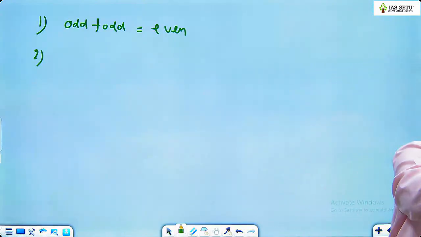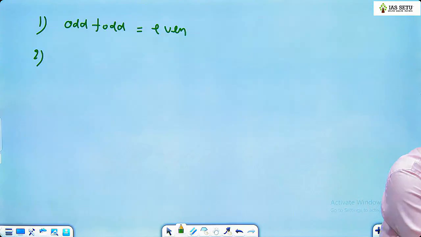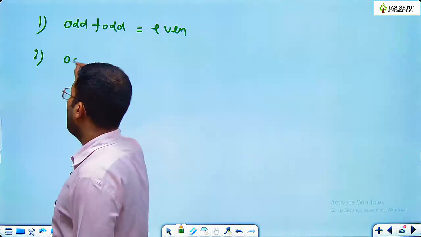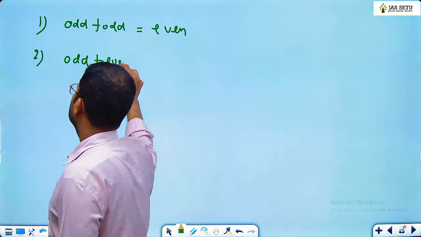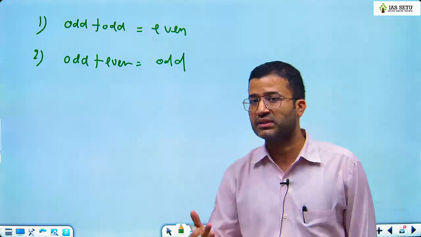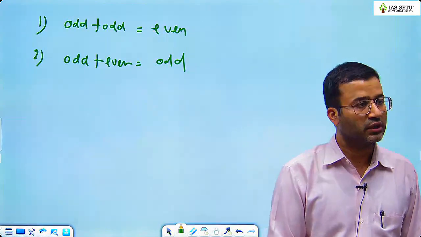You add two odd numbers like 3 plus 5. What is 3 plus 5? 8. So the sum of two odd numbers is always even. Odd plus even is odd. You don't have to cram it, you have to understand it. 3 plus 2 is 5. You cannot cram it.